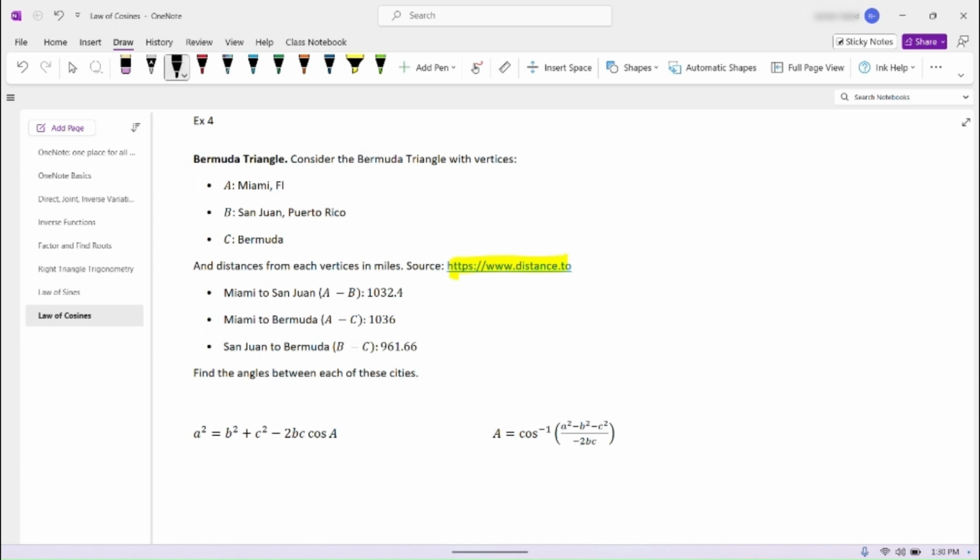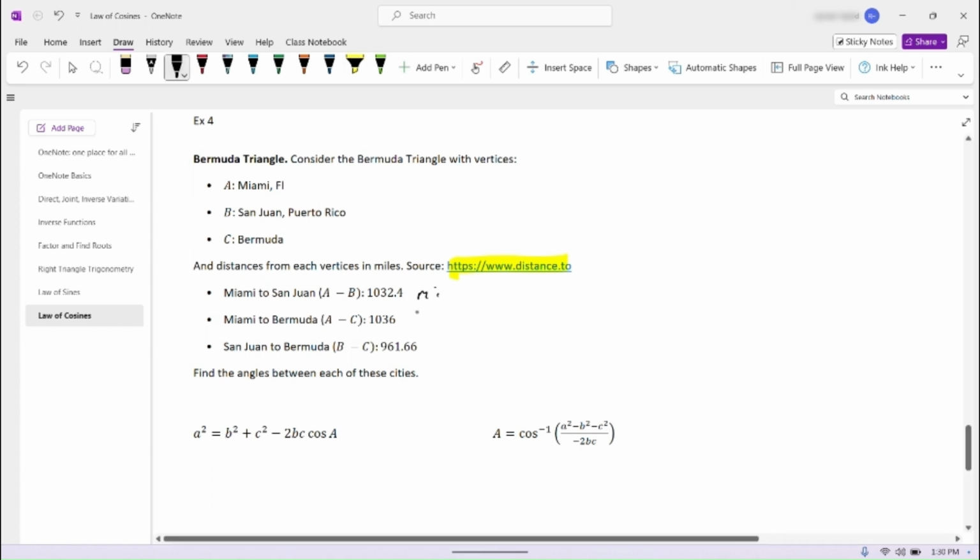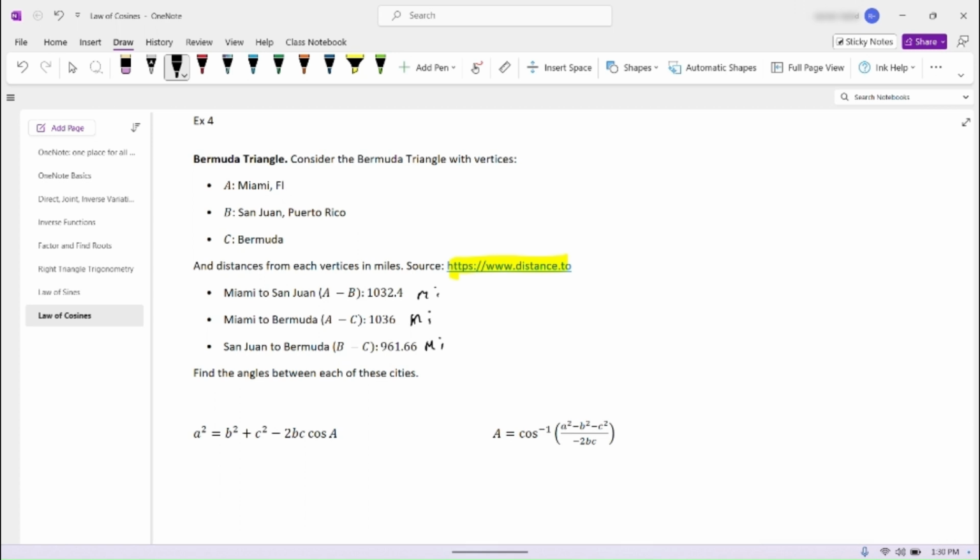So let's put that in. Miles. And this is also miles. So these are all miles. And so we have the distance from Miami to Bermuda, 1,036 miles. And from San Juan to Bermuda is 961.66 miles.